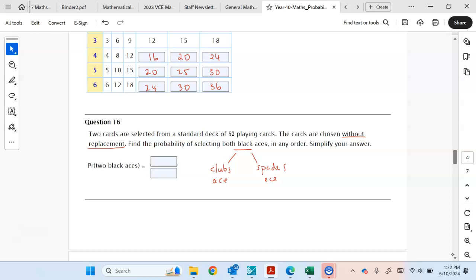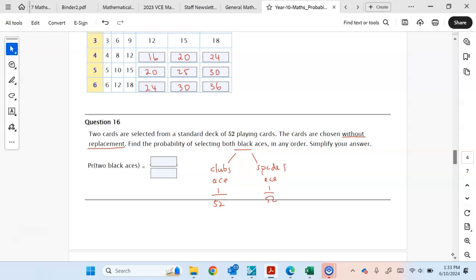Now, if we were doing this, let me just quickly do it. Two cards are selected from a standard deck of 52 playing cards, chosen without replacement. Find the probability of selecting both black aces in any order. I'm just thinking of the best way to explain this. The ace of clubs is only one of them, 1 over 52, and the ace of spades is only 1 out of 52 for them.